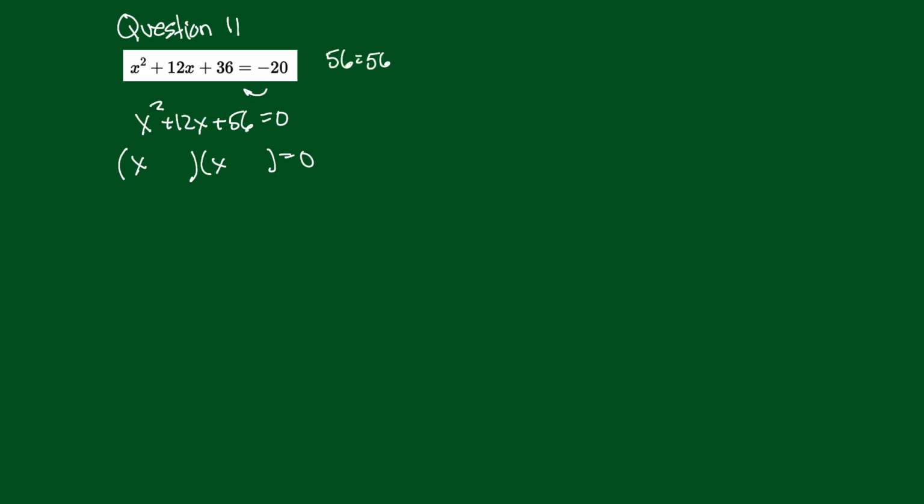I could use 56 and 1, cut in half and double. I'll get 28 and 2, 14 and 4, 7 and 8. And I think that's all the ways I can get 56. Now, what I'm looking for is some pair over here because I have a leading coefficient of 1. I'm just looking for a pair that when I add or subtract, I can get 12.